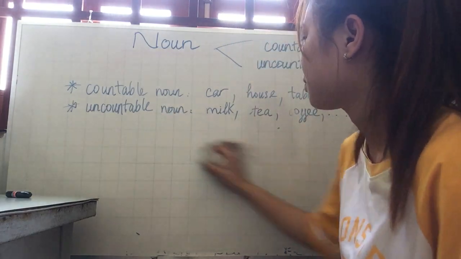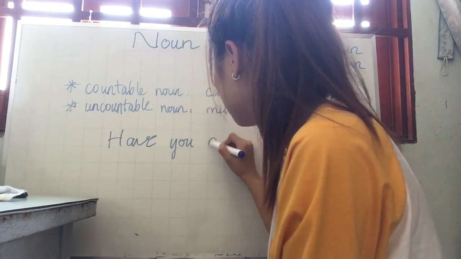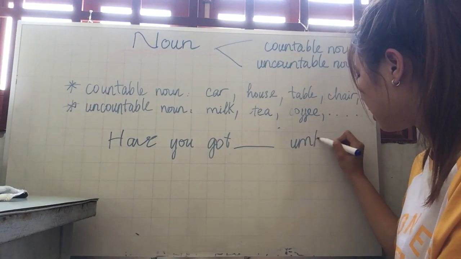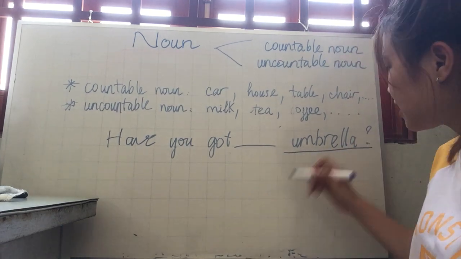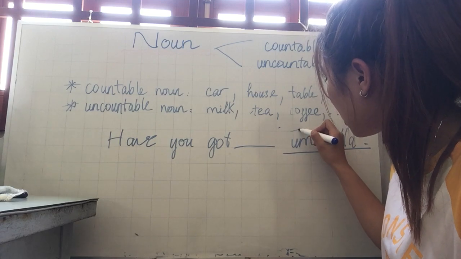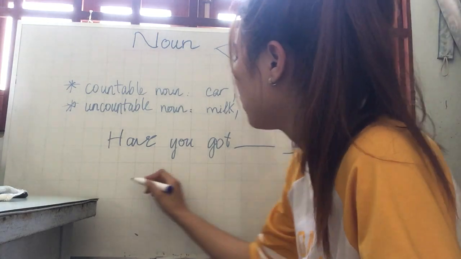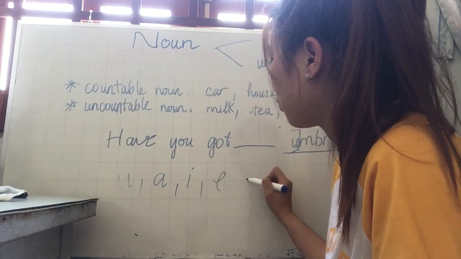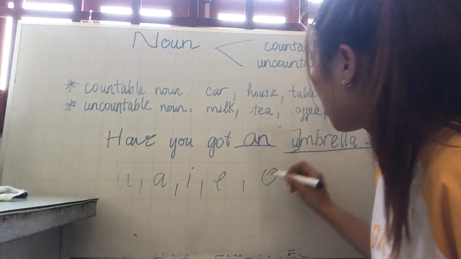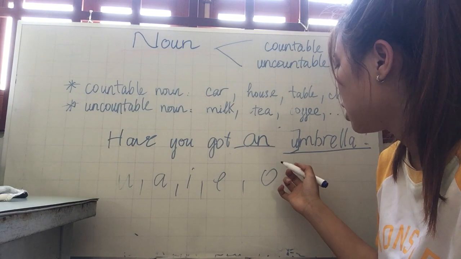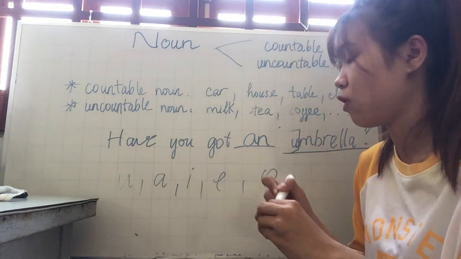For example, have you got an umbrella? Umbrella, you can see in the first letter of umbrella, U, A, I, E, O, vowel. And we will add an article before umbrella, before nouns which have a vowel at the start.